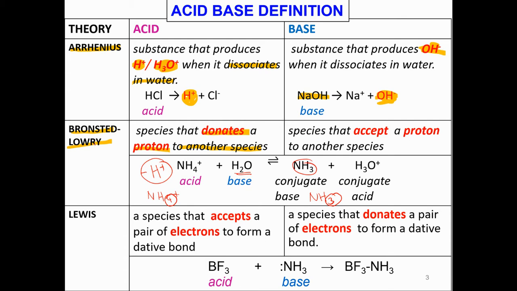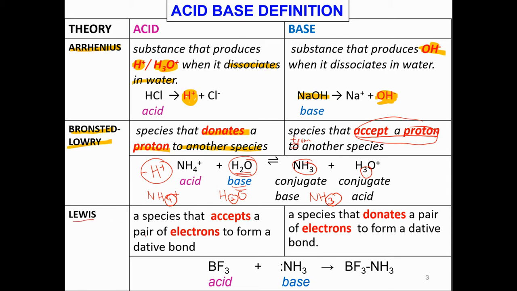So 1 proton has been donated to another species, that is the base. According to Bronsted-Lowry theory, a base is a species that accepts a proton from another species. So water initially has 2 hydrogens. Since it is a base, it will accept a proton, so it becomes 3 hydrogens.